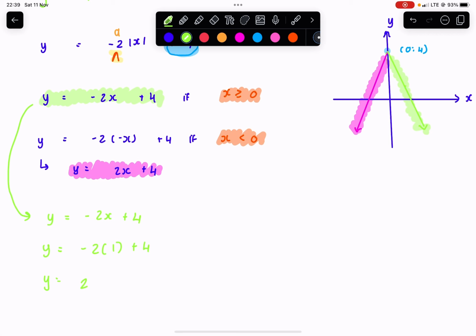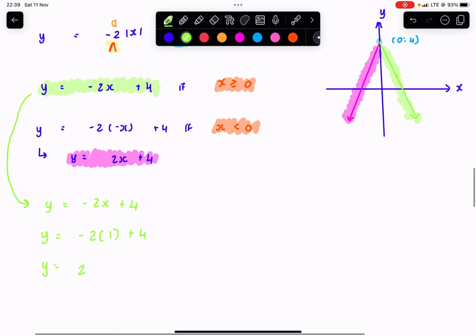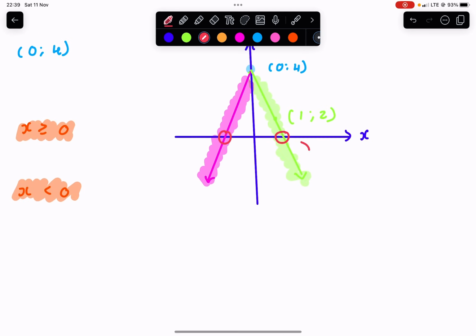Okay, so we can draw in this arm that when x is 1, y is 2. However, we also see something that we haven't seen yet in most of these equations, which is we have 2 roots. Which are 2 x-intercepts.